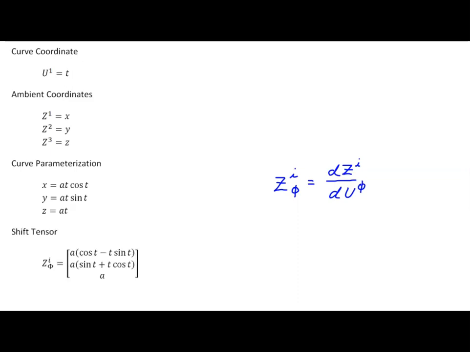The next thing we need is the shift tensor, and we get that according to this formula. It's simply the derivative of each of our functions here with respect to our curve coordinate t. So that result is going to look like this. I'll let you validate that on your own. These values here are simply the derivatives of each of these respectively with respect to t. Notice that for a curve, our shift tensor consists of 3 rows and only 1 column.